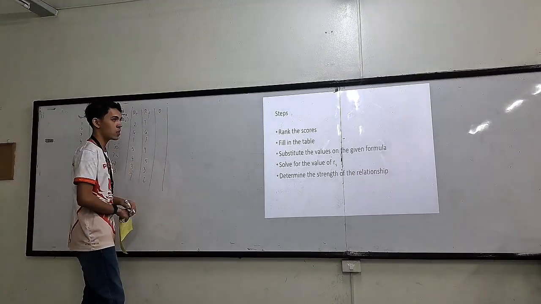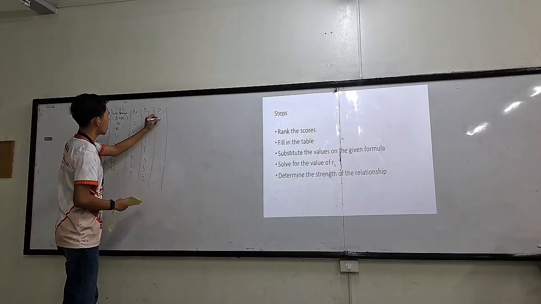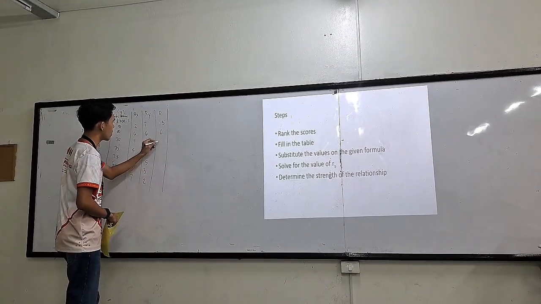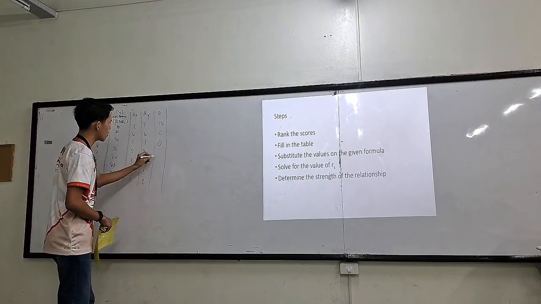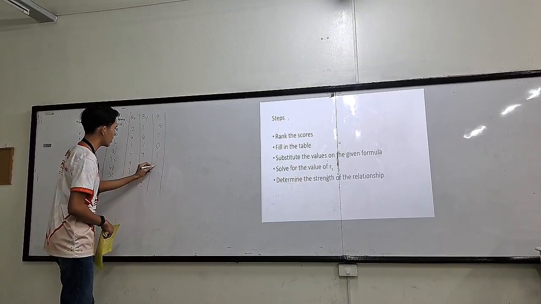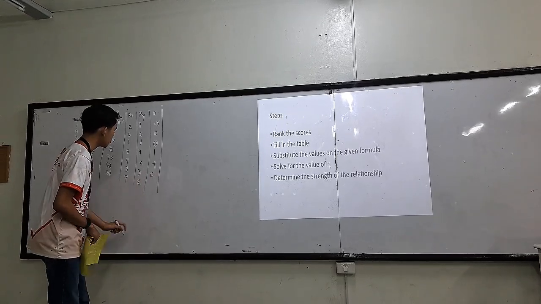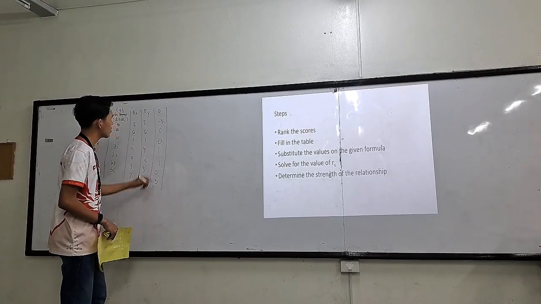So 2 minus 7 will be negative 5. 6 minus 6 will be 0. 1 minus 1 will be 0. 5 minus 4 will be 1. 4 minus 5 will be negative 1. 3 minus 3 will be 0. And lastly, 7 minus 2 will be 5.